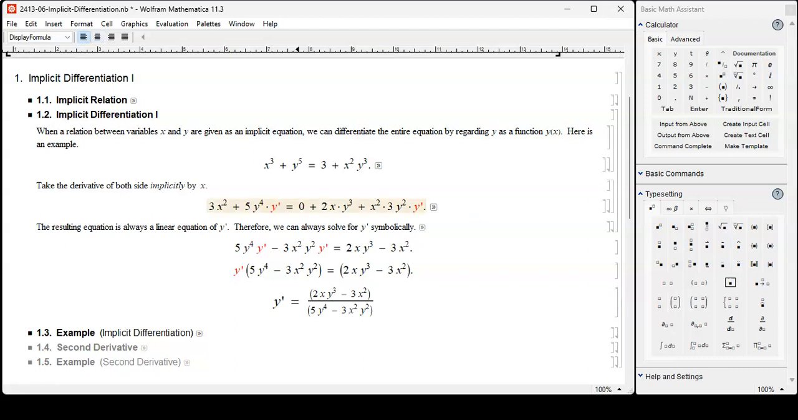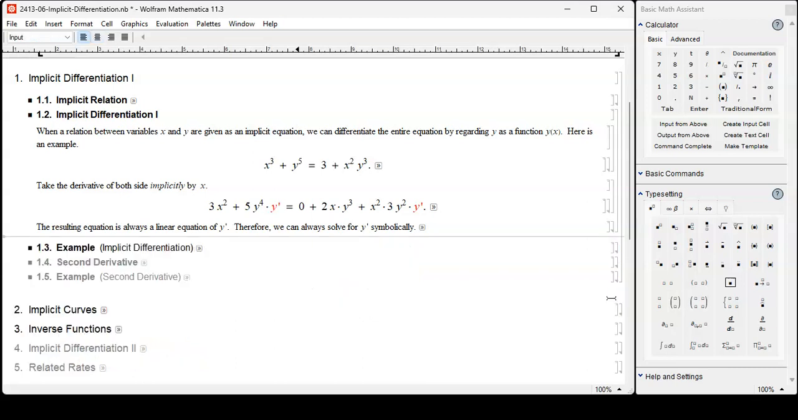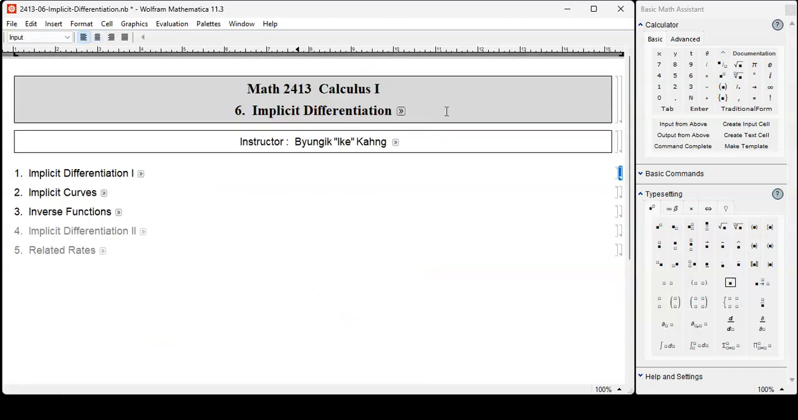Taking a derivative, after some exercises, you'll feel comfortable. Solving for y prime, I don't think you'll ever get used to it. But both are related and both are required. You need some practice. Let's have more practice in a separate video.